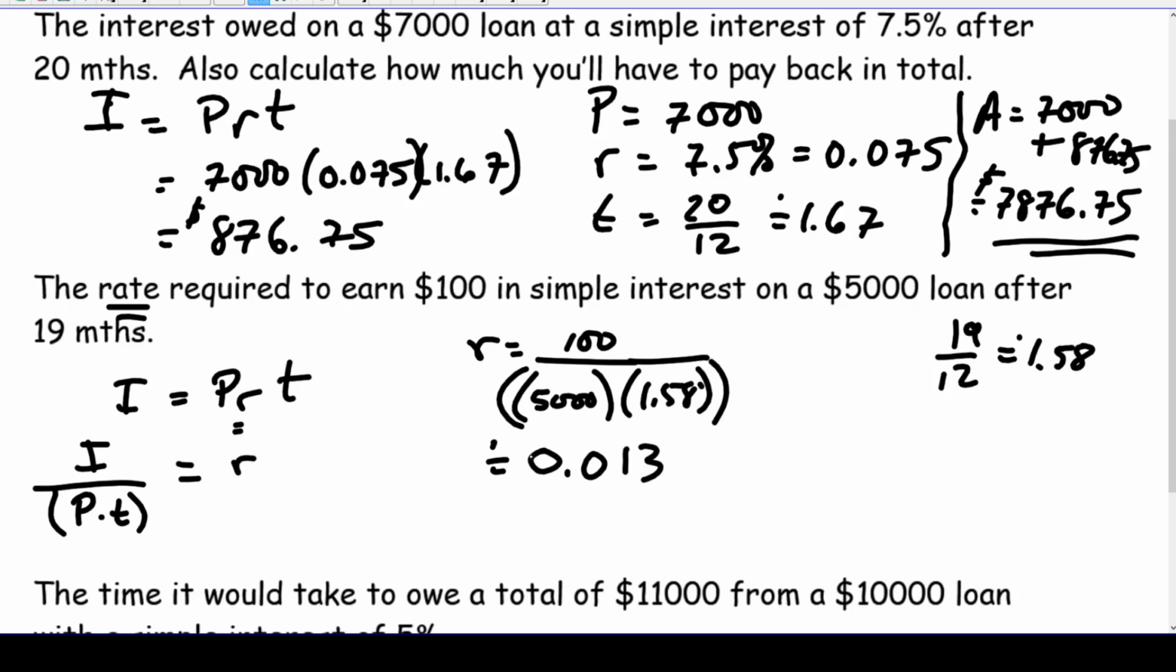But that is not the way that you would write the final answer, because the interest rate should actually be written as a percentage. So to turn this back into a percentage, which is the reverse of what we've been doing so far, every time we divide by 100, now we're going to multiply by 100, and that gives 1.3% interest.